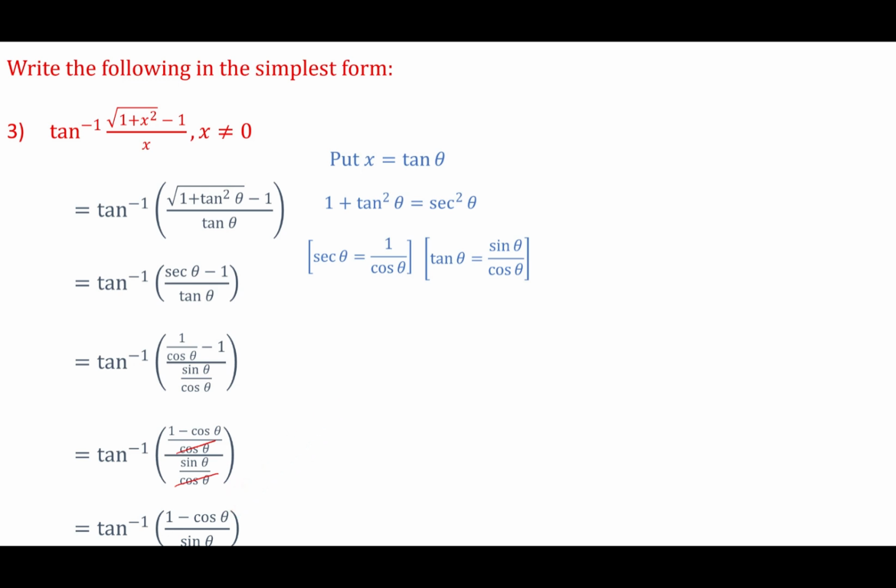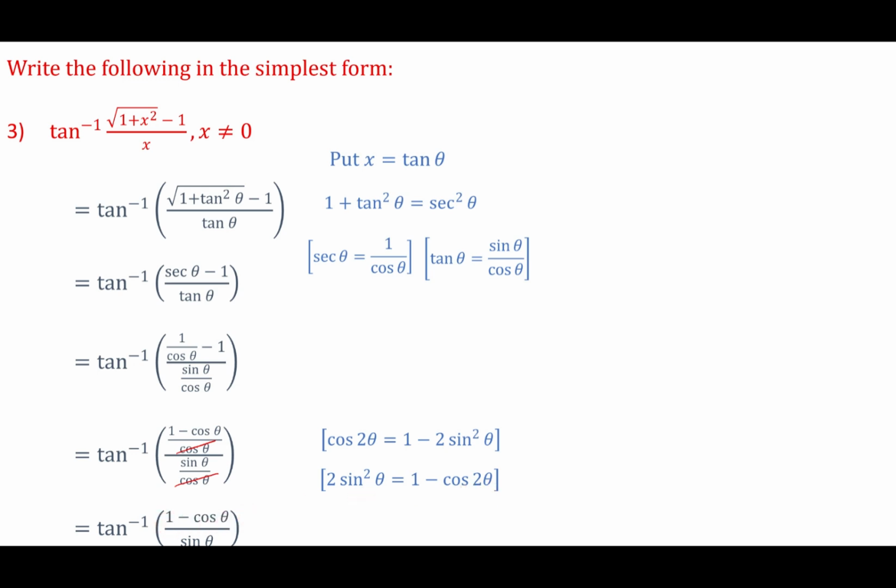Now, we have some trigonometric formulas. Cosine 2 theta in terms of sine theta is 1 minus 2 sine square theta. If I rewrite this formula in terms of 1 minus cos theta, this 2 sine square theta will go to the right. It will be like this. 2 sine square theta is equal to 1 minus cos 2 theta. But here I have 1 minus cos theta. Here I have 2 theta.